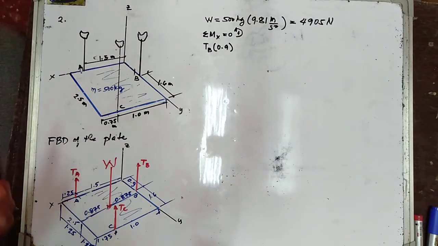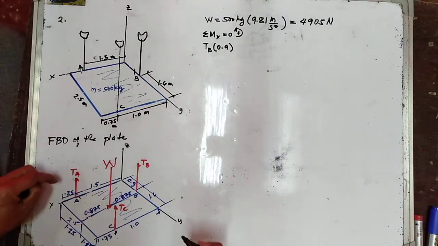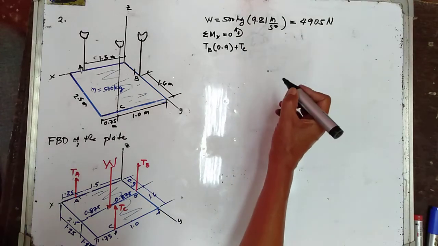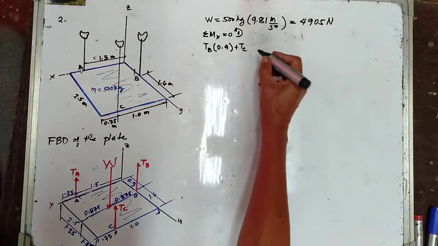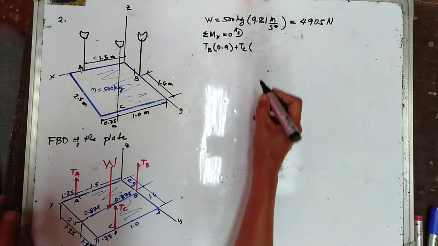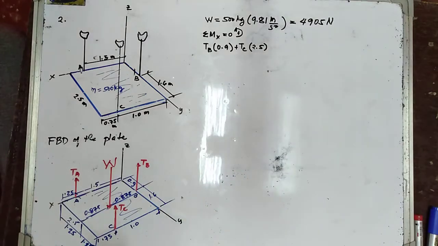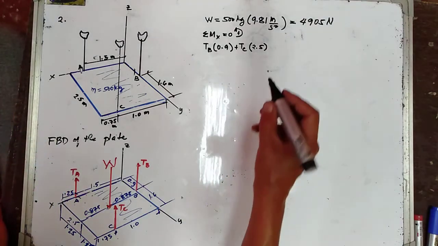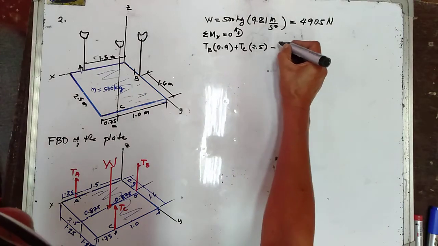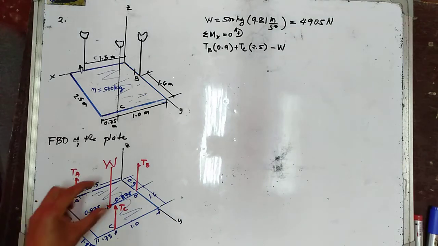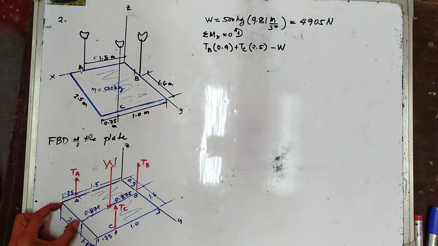So we have the tension in C, a counterclockwise moment, so plus the tension C, the moment arm is equal to 2.5. So that one is 2.5. Minus W, that is clockwise, minus W, the moment arm is 1.25.